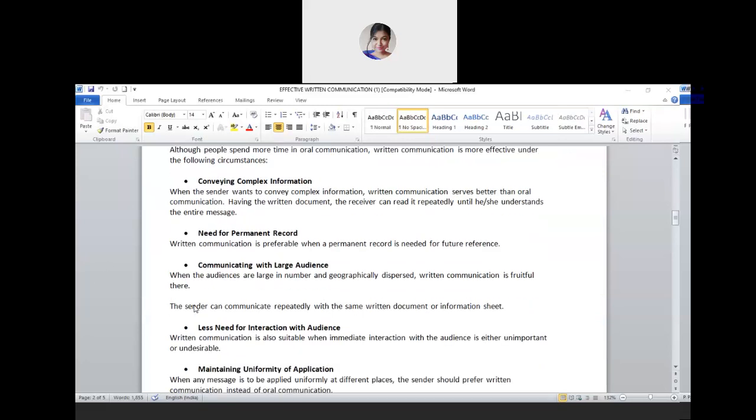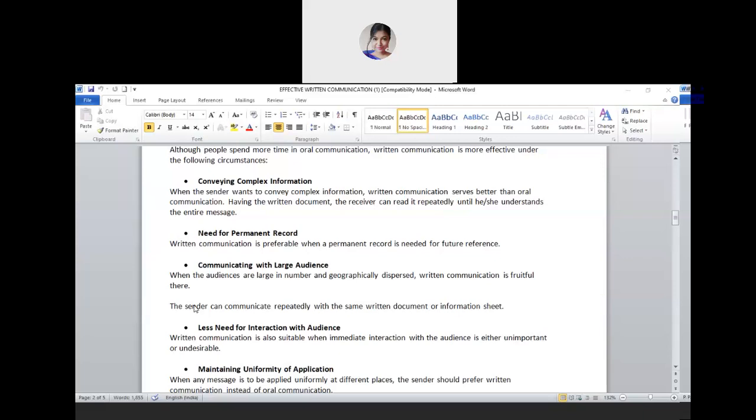Next is need for permanent record. When you need a permanent record, oral communication will not help you to keep any kind of permanent record. So in that case, you definitely have to write and communicate if you want to keep a record. Later on you might need it, isn't it? You might have to show that record to someone. So in that case you have to write and communicate.